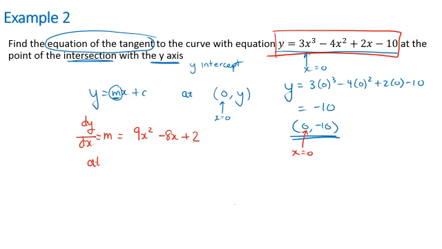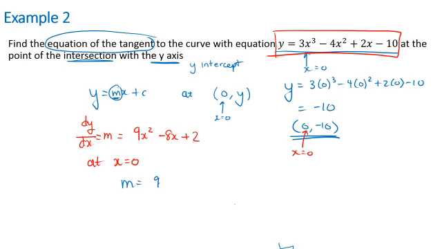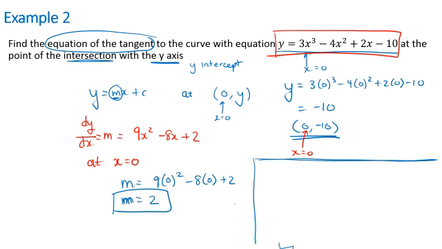So at x equals 0, what is my gradient? Well, my gradient would then be m equals 9 times 0 squared minus 8 times 0 plus 2, which equals 2. That's what it's told me. Okay, so m equals 2. Now that I've done that, so far all I found is m. And I've got y equals mx plus c. So I now know it's y equals 2x plus c.